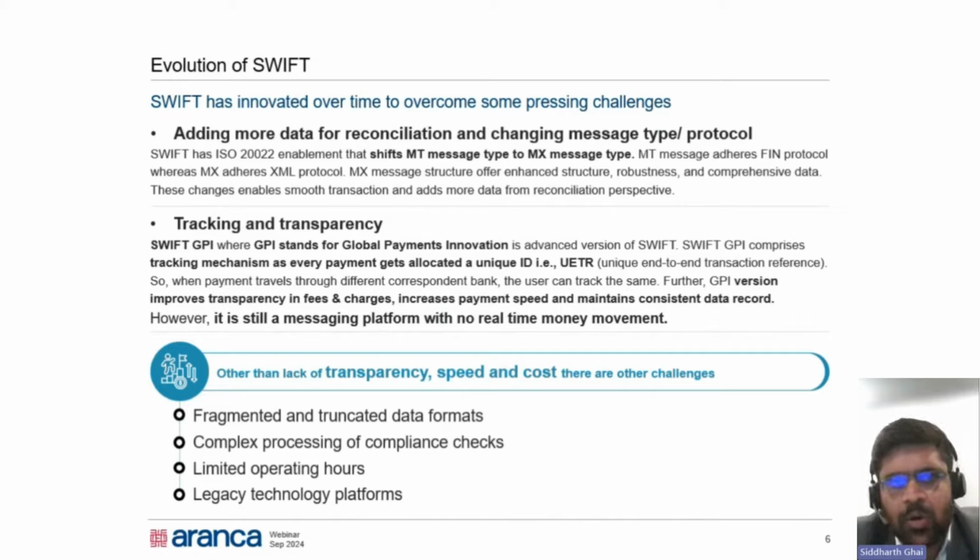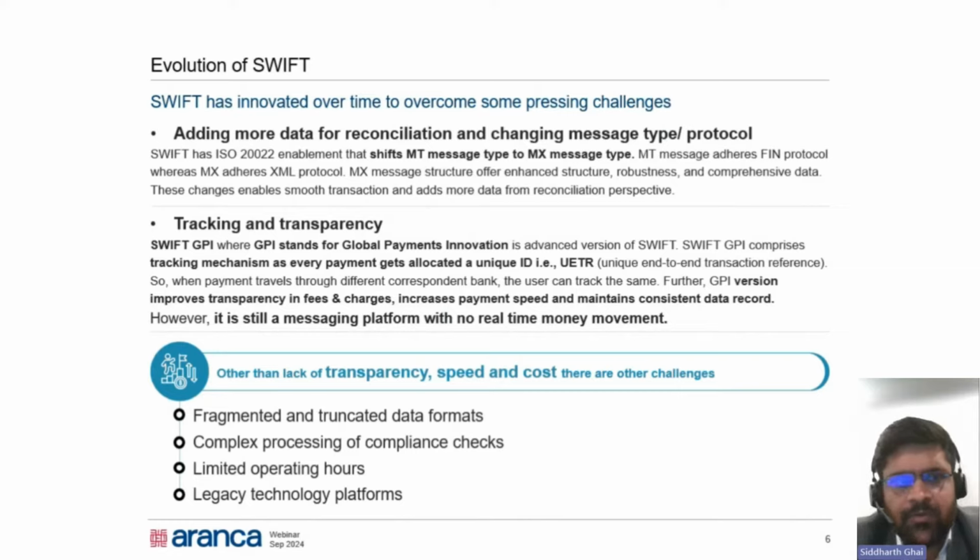There has been a change in the protocol. From MT it has shifted to MX. It used to have the FIN protocol. Now it uses an XML protocol. So these are all the changes and innovation that has happened within Swift over time.